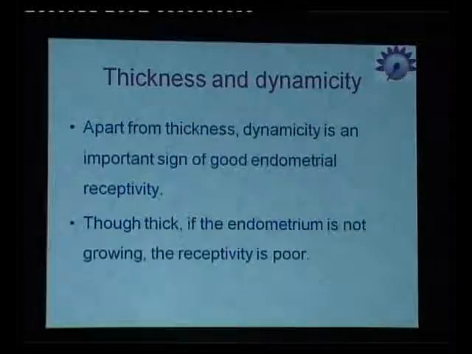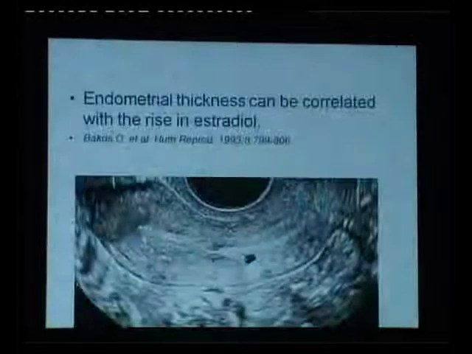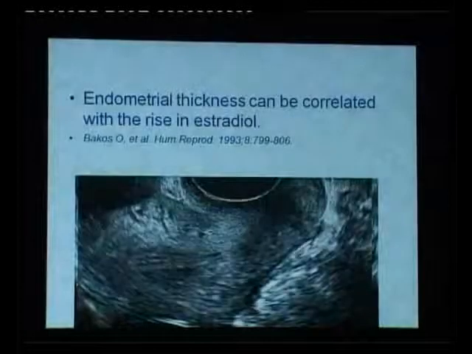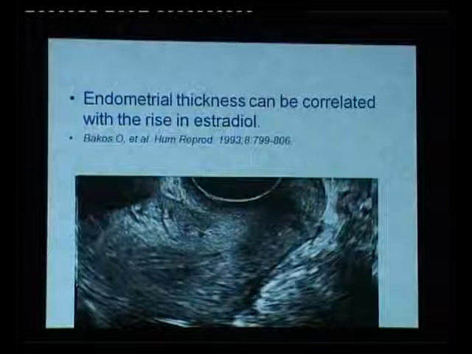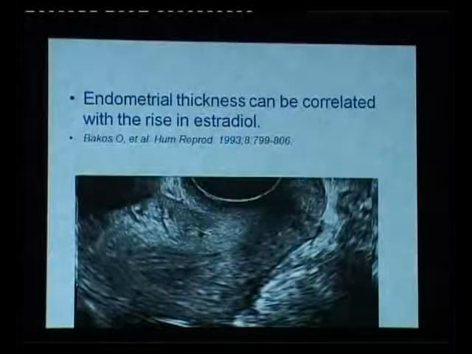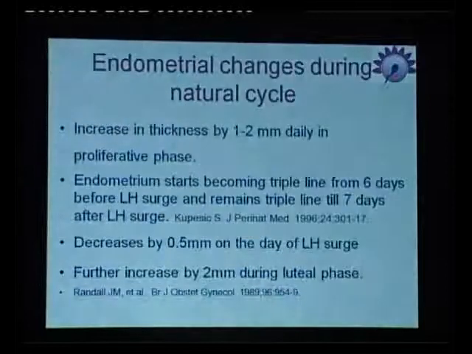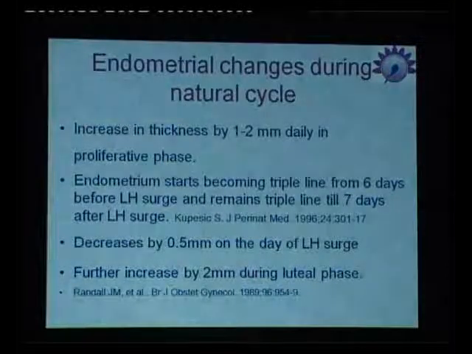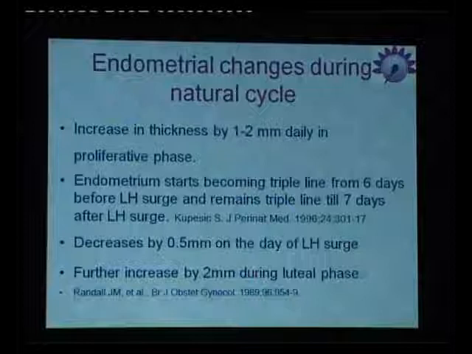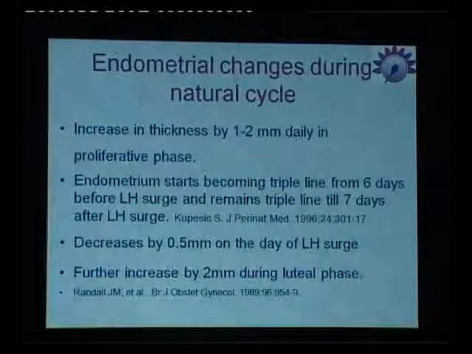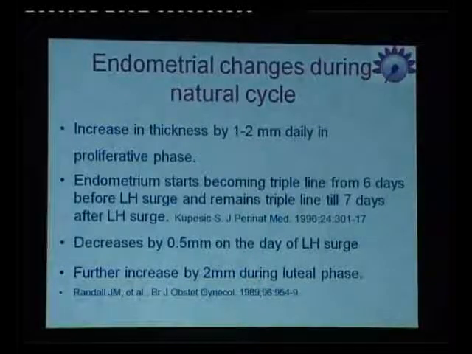So like the follicle, the endometrium also has to grow. Of course, the speed is pretty less, but it has to grow, and only then it is a good endometrial receptivity. It is because it is correlated with the rise in the estradiol levels, which is a result of the growing follicle. The endometrium behaves a little differently in the natural and the stimulated cycles. What happens in the natural cycle? It increases in thickness 1 to 2 millimeters daily.